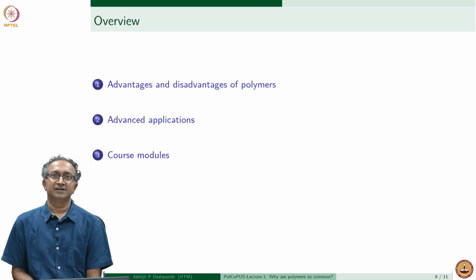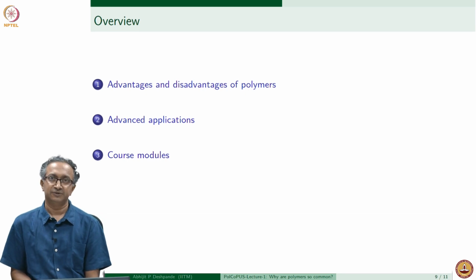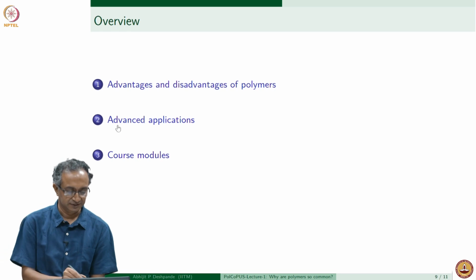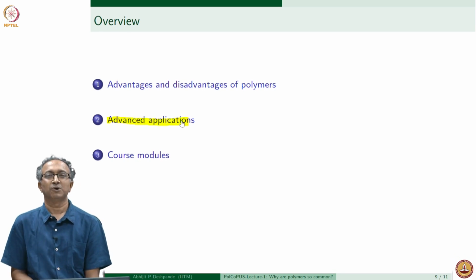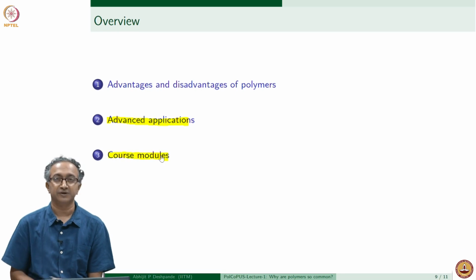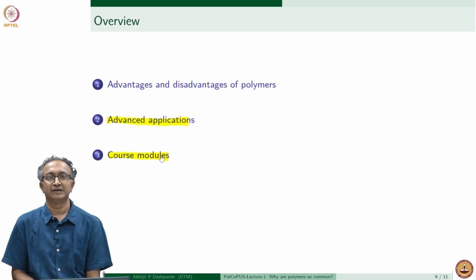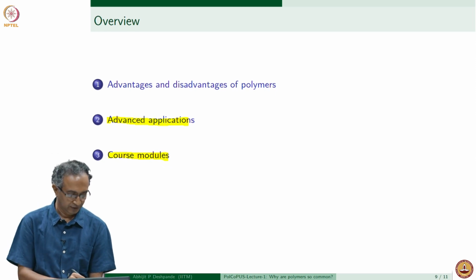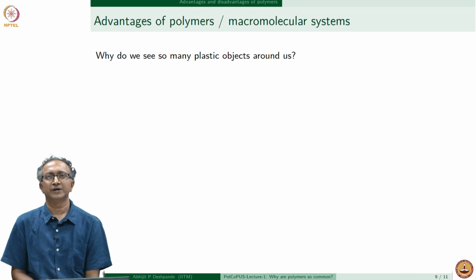Secondly, we also see that many of these polymers are being used in day-to-day applications as well as in advanced applications. So what makes these polymers suitable for these advanced applications? We'll begin with these two, advantages and disadvantages, and looking at advanced applications, and end the lecture by looking at what the course modules are and how we will learn many of the concepts associated with polymers in this course. So let's begin with the first question: why do we see so many plastic objects around us?